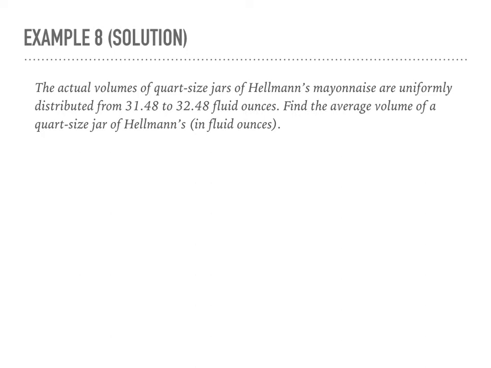Example 8. The actual volumes of quart-sized jars of Hellmann's mayonnaise are uniformly distributed from 31.48 to 32.48 fluid ounces. Find the average volume of a quart-sized jar of Hellmann's in fluid ounces. So adding those two endpoints together and dividing by 2, we come up with 31.98.